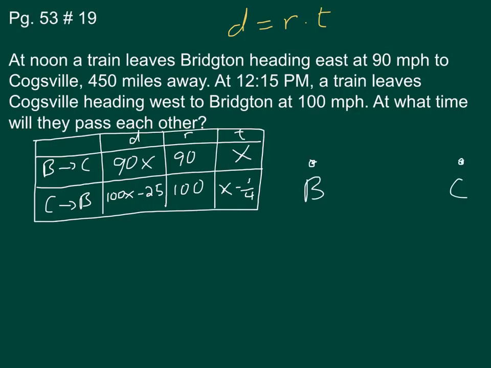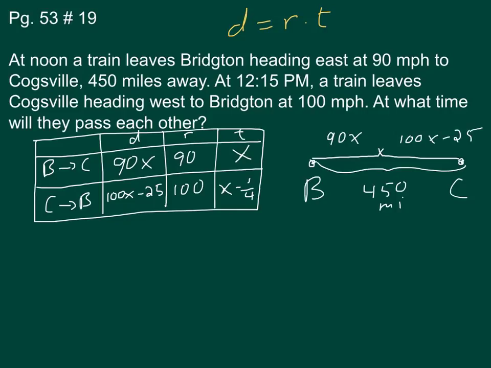the town of Cogsville, and that total distance is 450 miles. Now my first train is going to be going, say, this far, stop, where it meets the other train. At a certain point they're going to run into each other, or not actually run into each other, hopefully, but pass each other. And at that point they will have collectively covered the entire 450 miles. The first train will have covered the 90x miles. The second train will cover the 100x minus 25 miles.